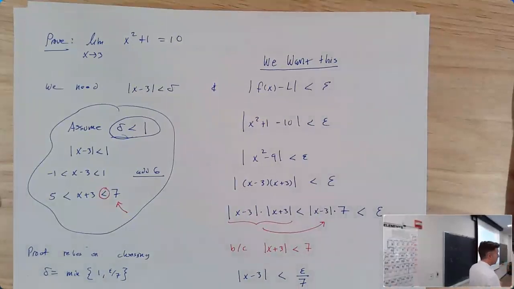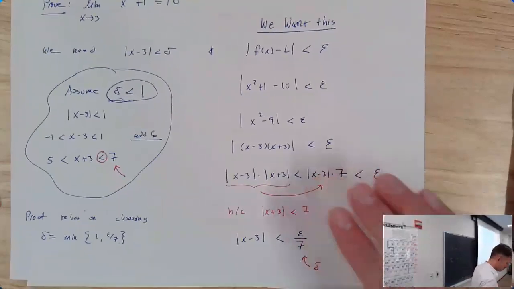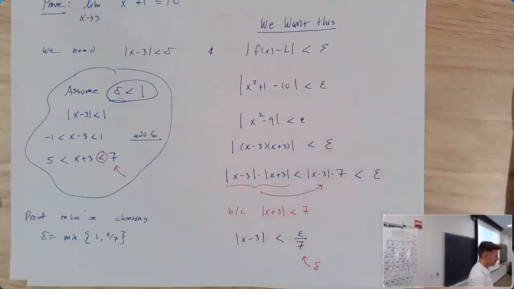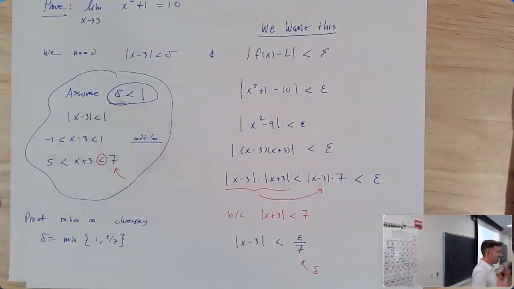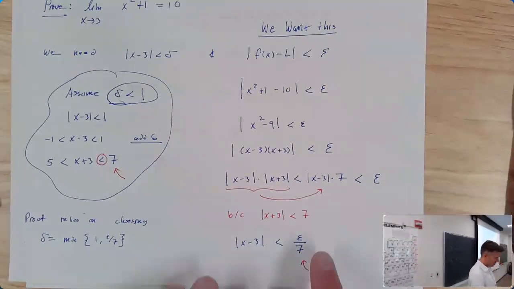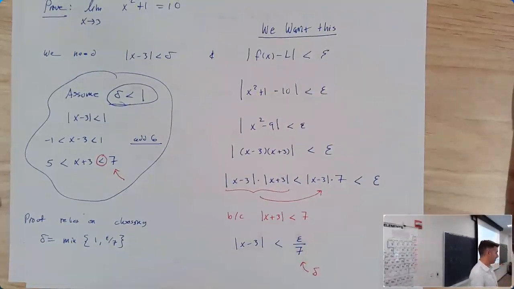Why, for the proof that we just did, why did we choose, pick a minimum? Because if you're doing it this way, you have to do the same, because we said to do this problem, we're going to assume that delta is smaller than 1. We made that assumption. And then after we made that assumption, we were able to say, well, as long as delta is less than 1, then we can pick delta equal to epsilon over 7.